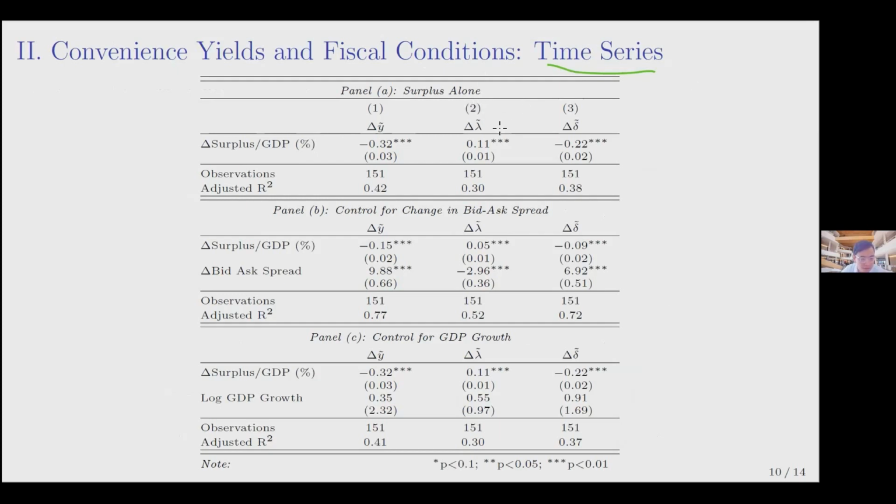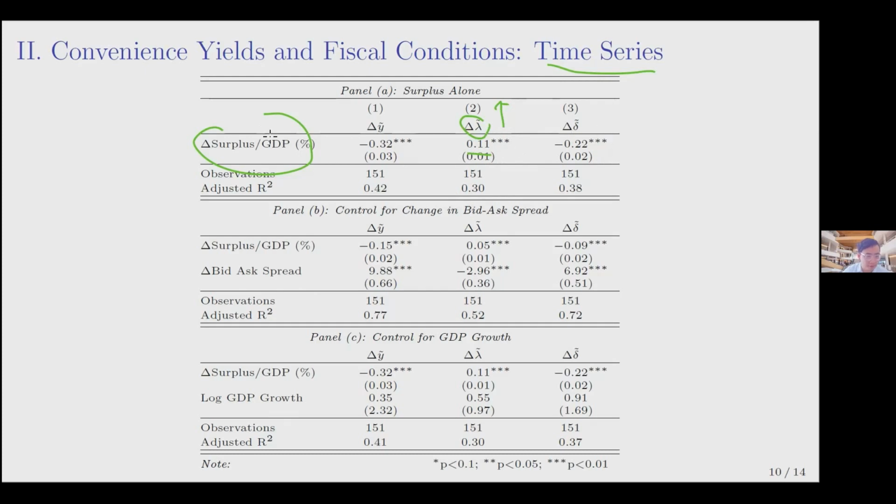We regress the time series change in convenience yield of that country on that country's government surplus to GDP ratio. We find a positive coefficient, which is not absorbed when we control for the bid-ask spread, which is a measure of transaction or liquidity, or when we control for the log GDP growth. We find that when one country improves its fiscal condition by having a high surplus to GDP ratio, the convenience yield of that country also goes up.